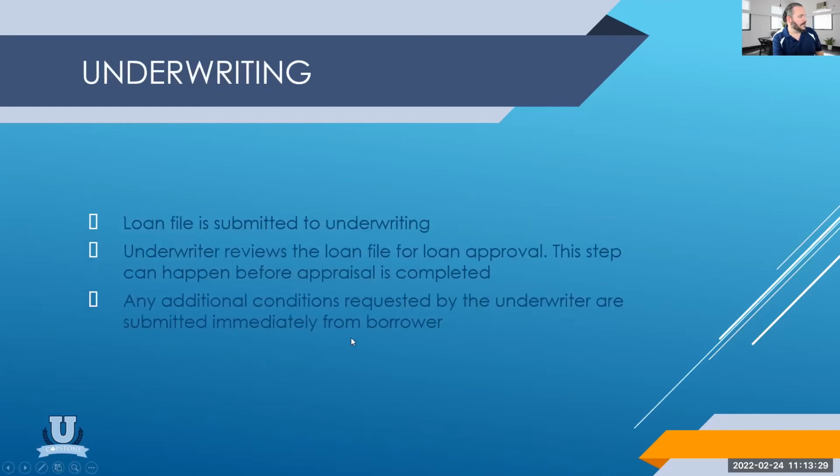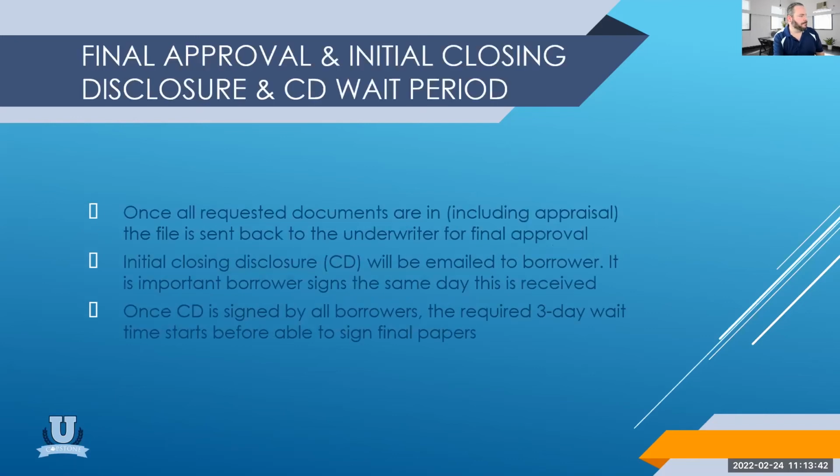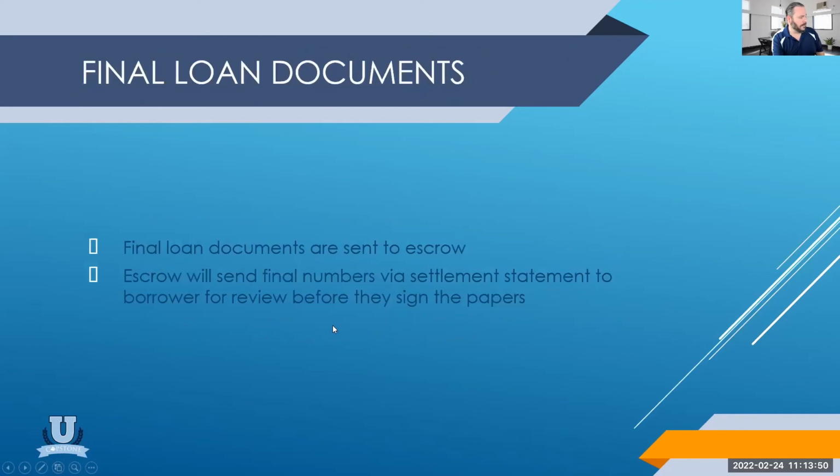Okay, and let's see here on underwriting. Again, with underwriting, the key thing is we really want to get as much documents up front as possible. And then over here, we talked about the CD, the 3-day waiting period. Final loan documents are sent to escrow. Escrow will send final numbers via settlement statement to borrower for review before they sign the paper.